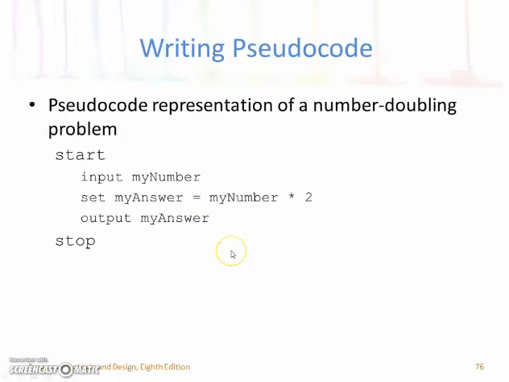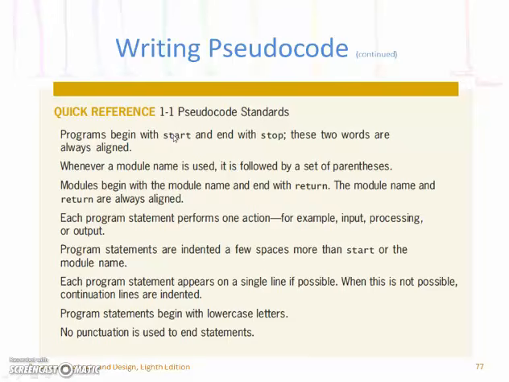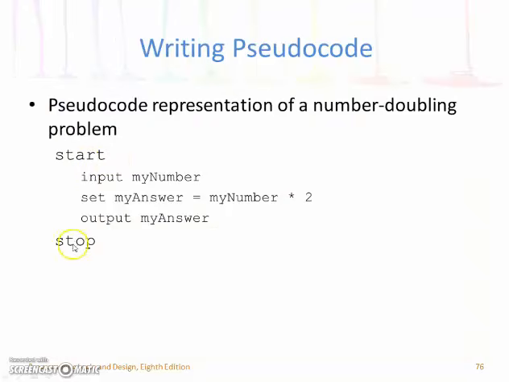Alright, let's discuss how we actually write pseudocode. Here is the pseudocode representation of our number doubling problem. What we have is we've got start, we input my number, we set my answer equal to my number times 2, we output my answer, we stop. We've already discussed it, but what I want to show you is the standards of writing pseudocode. Your programs begin with start and end with stop. These two words are always aligned. If you have a look, start and stop. Remember, you can also use begin or end. It's your preference, as long as it's understandable and they are aligned.